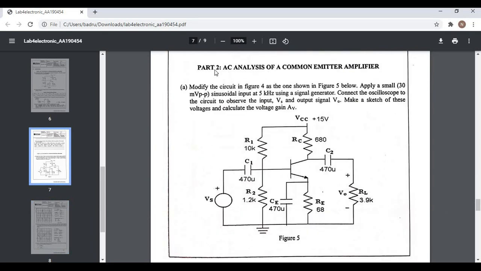So, in part 2, AC analysis of common emitter amplifier. Modify the circuit in figure 4 as the one shown in figure 5 below. Apply a small 30 mV sinusoidal input at 5 kHz using a signal generator. Connect the oscilloscope to observe the input voltage and output signal. Make a sketch of this voltage and calculate the voltage gain. So this is the circuit that we're gonna do.